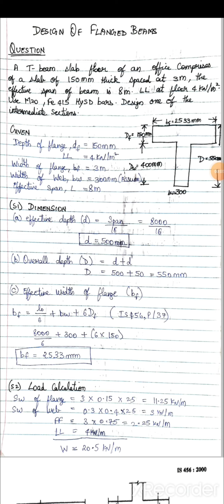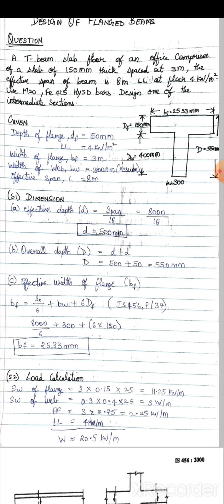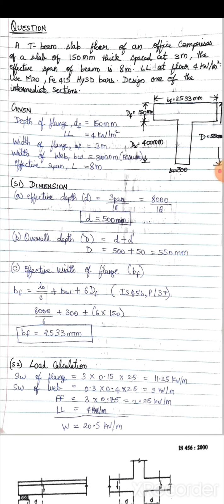Question is, a T-beam slab floor of an office comprises a slab of 150 mm thick spaced at 3 meter. The effective span of beam is 8 meter. Live load at floor is 4 kN per meter square. Use M20 and Fe415 bars. Design one of the intermediate sections.